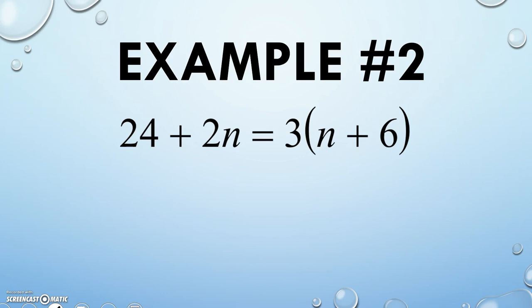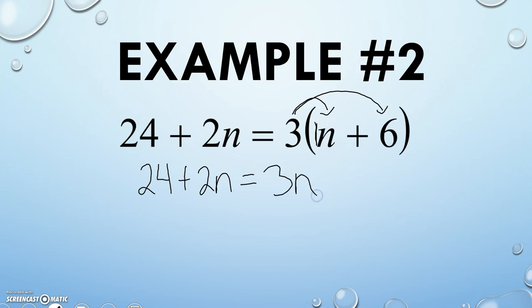So again, we have parentheses. We're going to distribute. So we just bring down our 24 plus 2n equals, we distribute this 3. So 3 times n, remember this is like a 1. So 3 times 1 would just be 3n. And then 3 times 6 is 18.